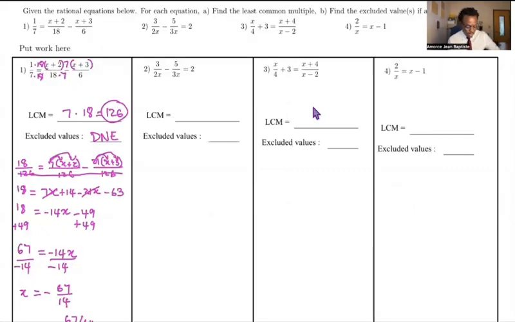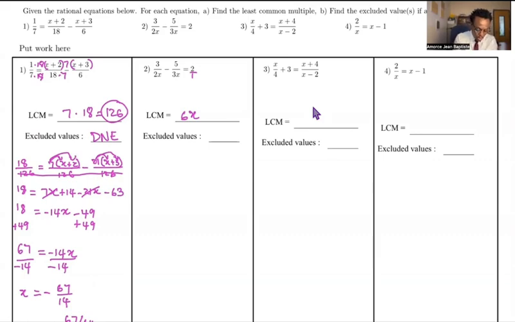Okay, so next example here, we'll process the same way. So we need to make sure that we find the least common denominator. So the common denominator here will have x because x is common and this one is 1. So we would have x and then 2 times 3, that's 6. So the least common denominator is 6x.